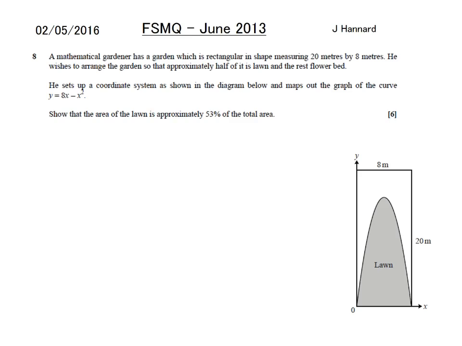Now, just before we get into this question, how sad is this guy? Like, honestly, how sad. But anyway, so the area of the rectangle is 8 by 20, length by the width. So that's 160 metres squared, easy peasy.